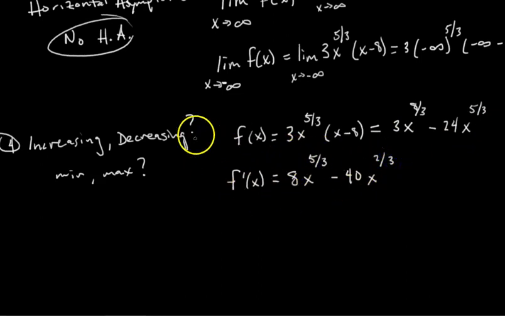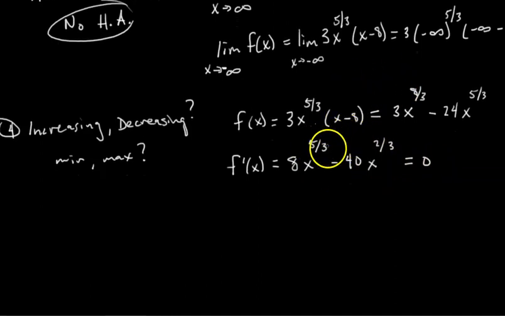And now to find the intervals where it's increasing or decreasing, and the min and max, we have to set this equal to 0 and solve for our critical points, right? That's the definition of a critical point. It's where the derivative equals 0. It's also where the derivative is undefined, but you can tell from this expression for the derivative, it's never going to be undefined no matter what value of x we plug in. So our critical points are going to be where this derivative is equal to 0. So let's solve for that.